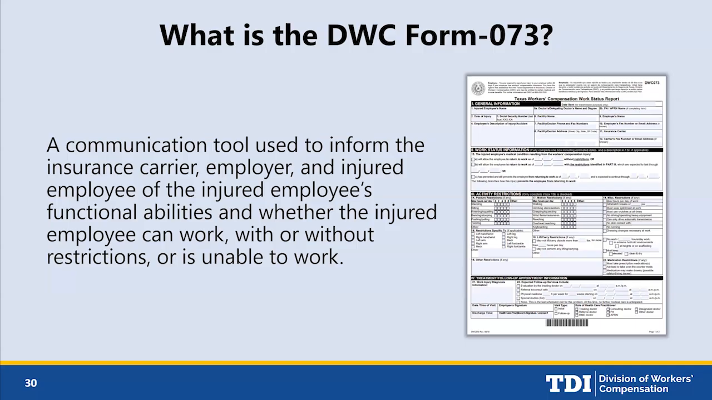This is a discussion and a communication tool for all system participants to understand what that injured employee can do, what their functional ability is, and whether they have to go back to work with restrictions, or maybe they can return without restrictions, or if they can't go back at all. So that's what the Form 73 is all about.